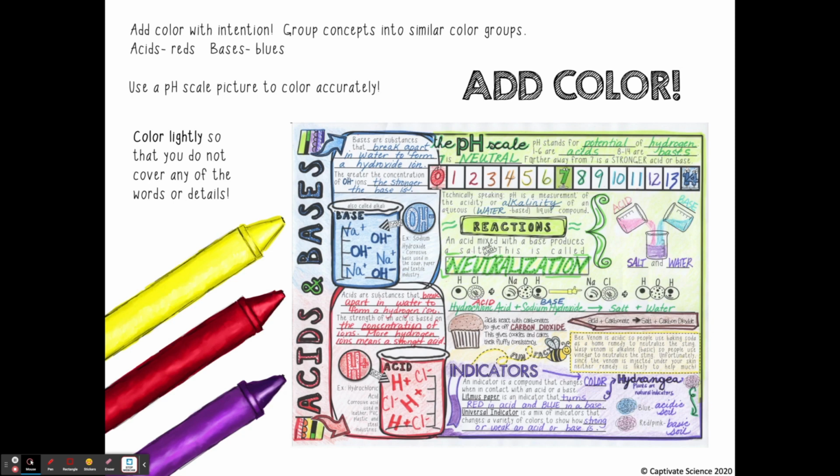All right, so remember to add color with intention. So if you want to model it after this image, group concepts into similar groups, acids being red, bases being blue. Use a pH scale picture to color accurately. Acids typically in litmus paper will turn red and bases will turn blue. So it's a good visual to keep on your notes.